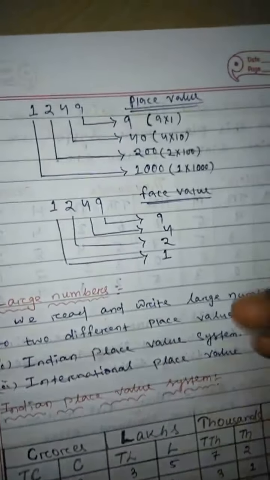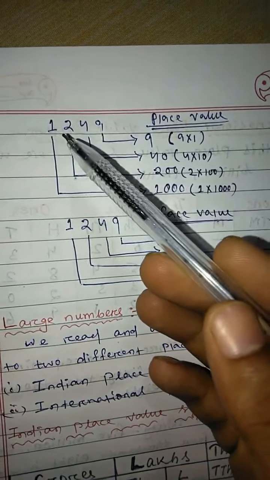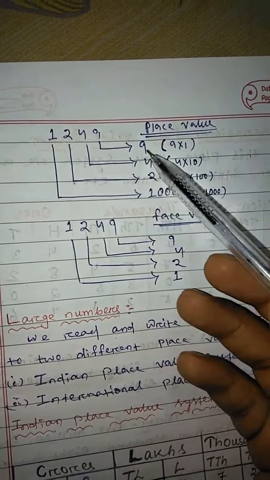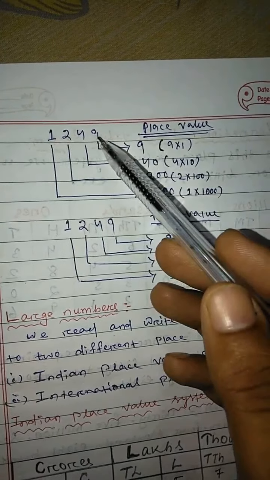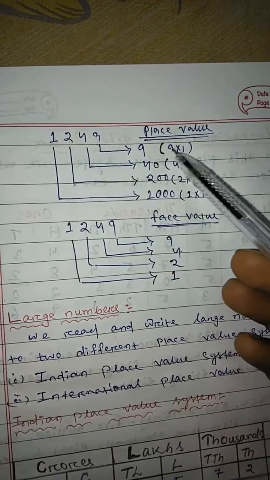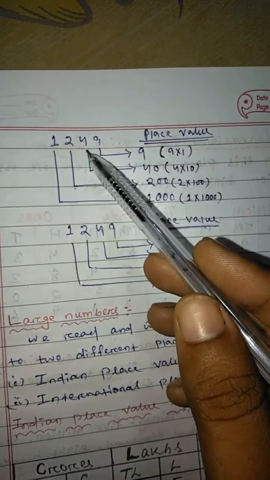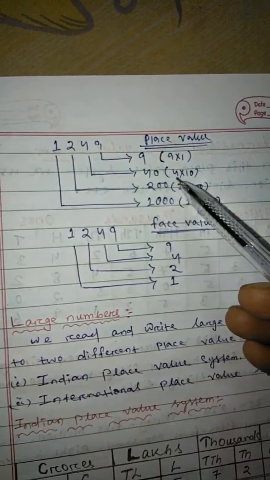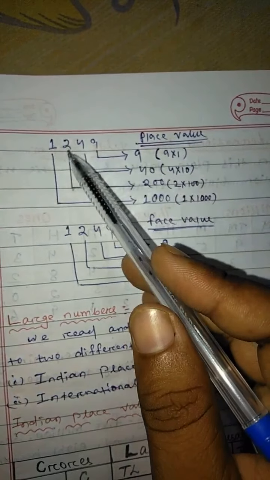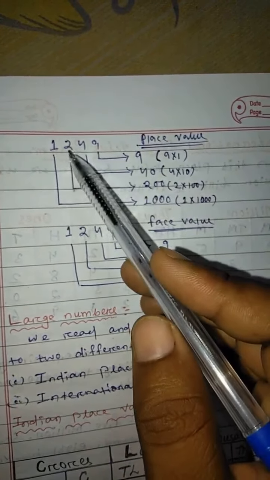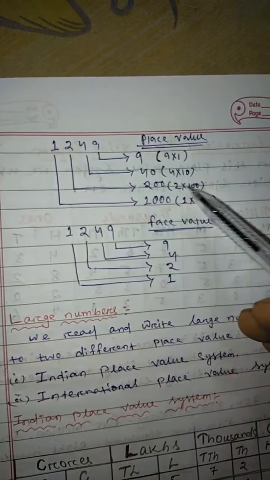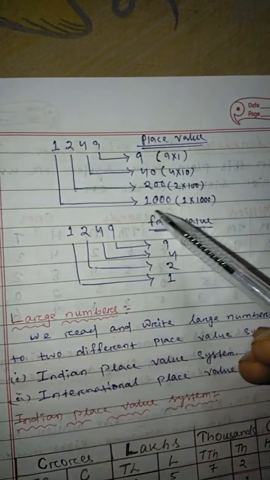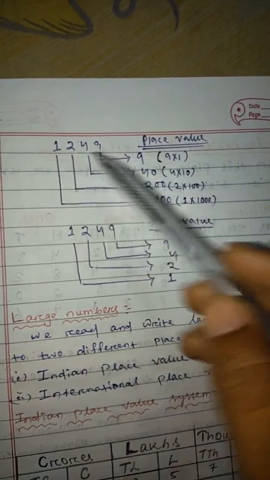Now look here. In this number 1249, the place value of 9 is 9, because 9 occupies the ones place, so its value is 9 into 1, 9. The place value of 4 is 40 because 4 is in the tens place, so its value is 4 into 10, 40. The place value of 2 is 200, as it occupies the 100 place, so its value is 2 into 100, 200. And the place value of 1 is 1000, as it occupies the 1000 place, so its value is 1 into 1000, 1000.